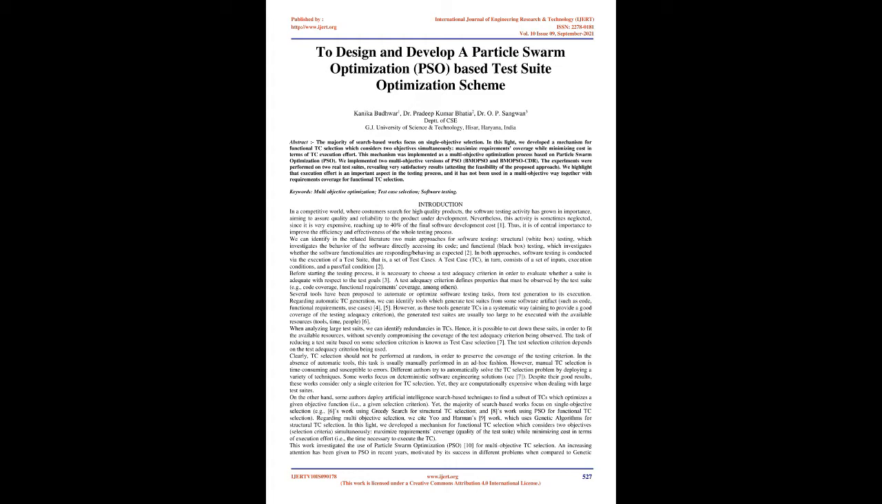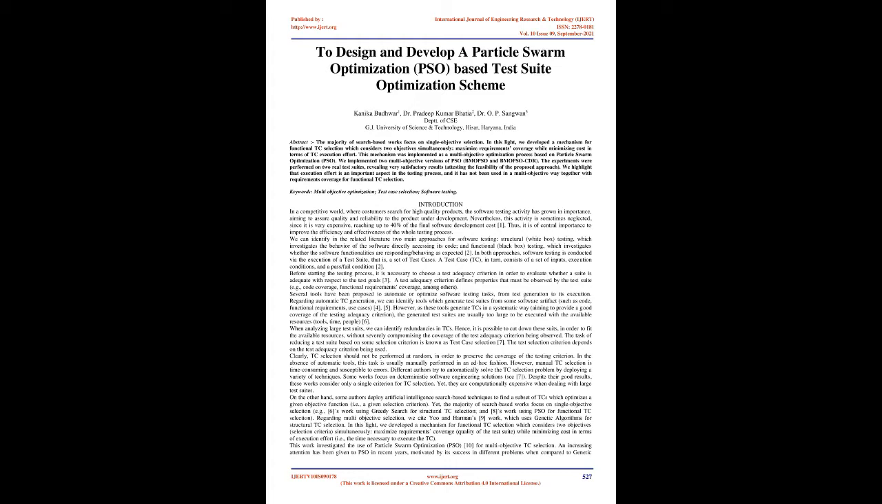We can identify in the related literature two main approaches for software testing: structural, white box, testing, which investigates the behavior of the software directly accessing its code, and functional, black box, testing, which investigates whether the software functionalities are responding/behaving as expected. In both approaches, software testing is conducted via the execution of a test suite, that is, a set of test cases. A test case, TC, in turn, consists of a set of inputs, execution conditions, and a pass/fail condition too.